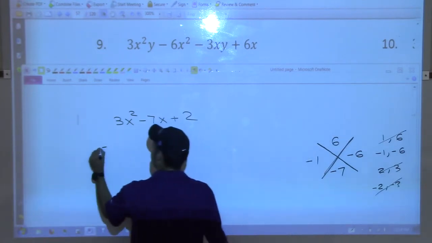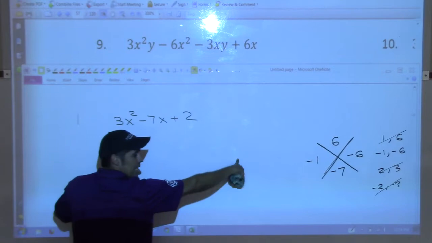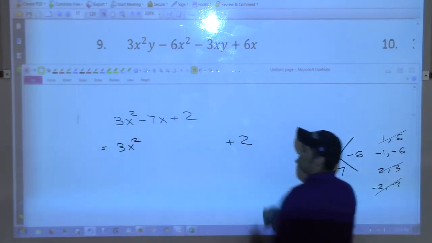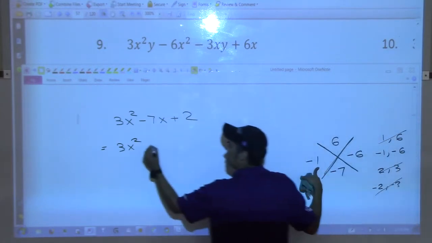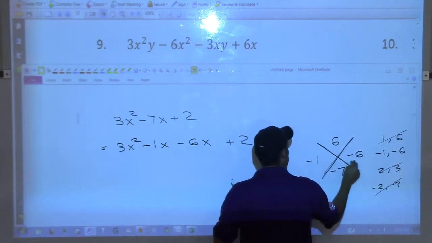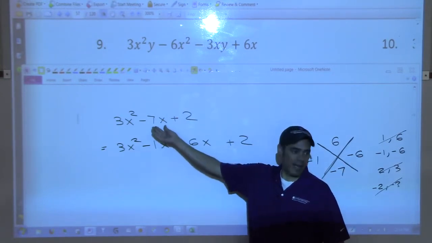So you leave the 3x squared. Leave that alone. What else do you leave alone? The 2. So you leave the 2 ends alone, all right? So I always like to just kind of do that. And then you put the 2 numbers that we just got. Okay, so I'm going to put minus 1x and minus 6x. So you're using these numbers, but remember you have to put an x there so that they create that middle x term.